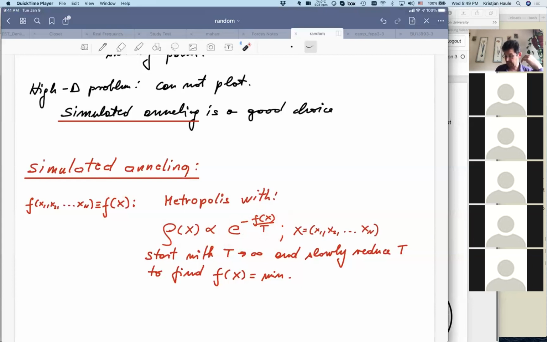So when temperature is small, this probability is large only near the places where this function has a minimum. Physically, we know that when temperature is 0, we should reach the configuration where the energy has a minimum, and energy is now this function f. So we are going to end up in the minimum of the function.